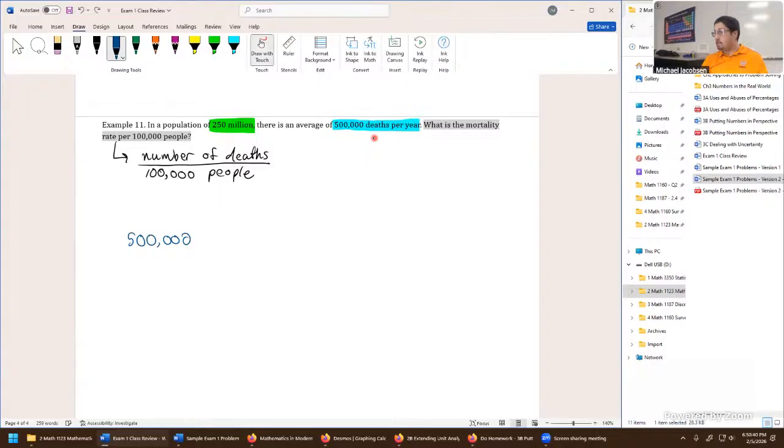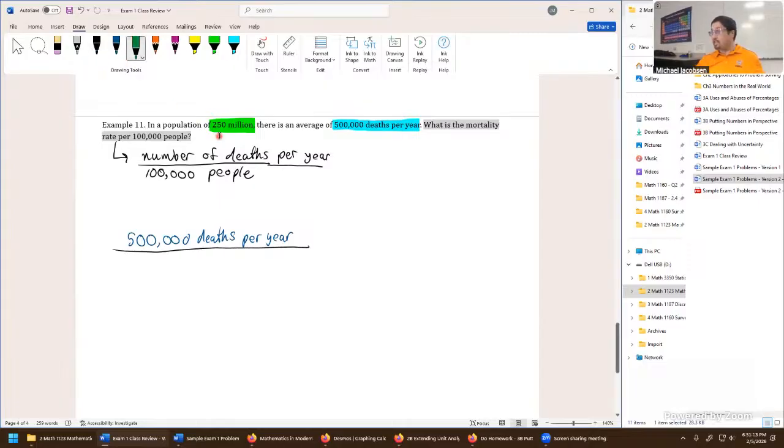So I'll start by saying 500 deaths, and let me fill out this unit a little bit better. This number of deaths per year specifically. Per year, per 100,000 people. So it's a complicated problem, really. This is a pretty big compound unit that we're putting all together. So 500,000 deaths per year. Then we'll divide by the population size, 250 million.